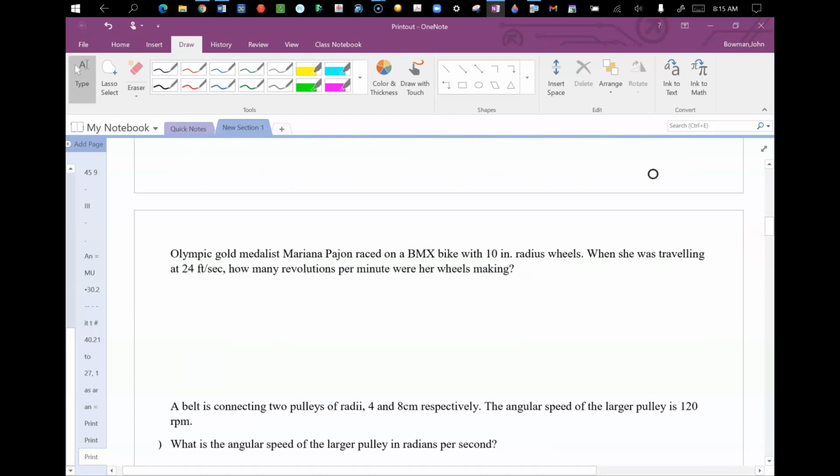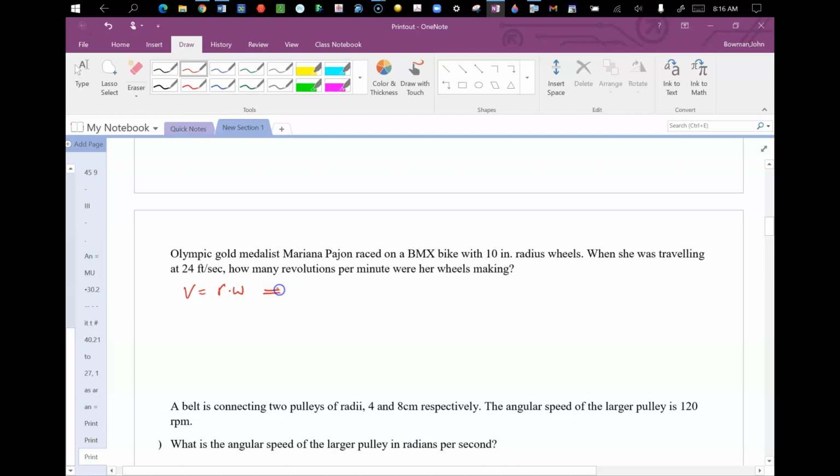So this next problem says Olympic gold medalist Mariana Pajon raced on a BMX bike with 10-inch radius wheels. When she was traveling at 24 feet per second, how many revolutions per minute were her wheels making? So in this case, they're telling us her linear velocity, and we need to find her angular velocity in revolutions per minute. So what I do is I start out by saying, well, we know that V is equal to R times W. Linear velocity is equal to radius times angular velocity.